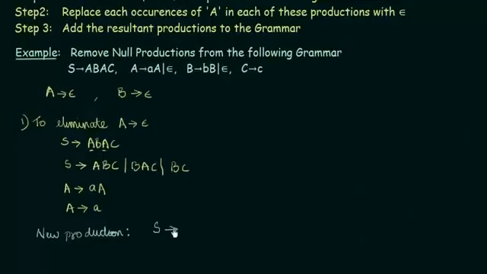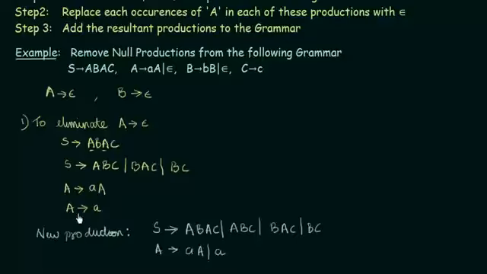S gives AB, AC was already there, so it will be there as it is, AB, AC, and then we have some new productions for S which are ABC, BAC, and BC. Okay, and for A it already had A, and now the new one that we have is A gives A, so A also gives just A.